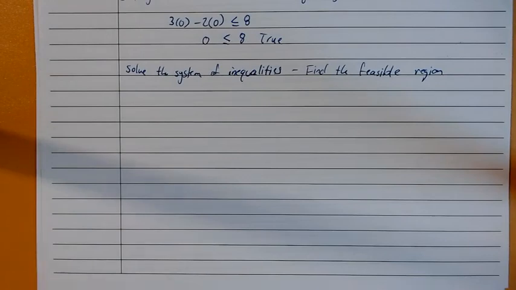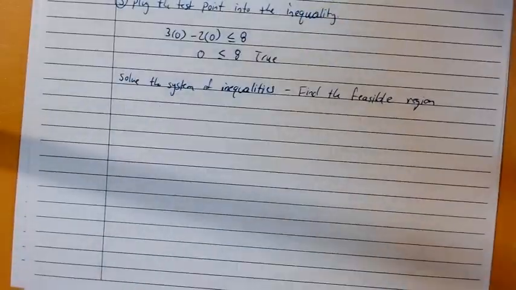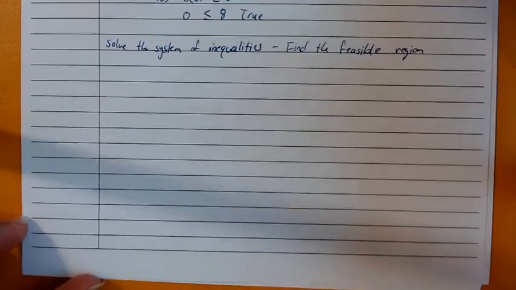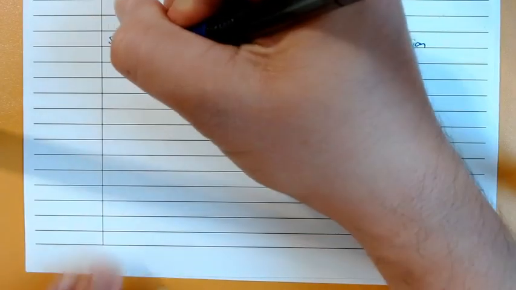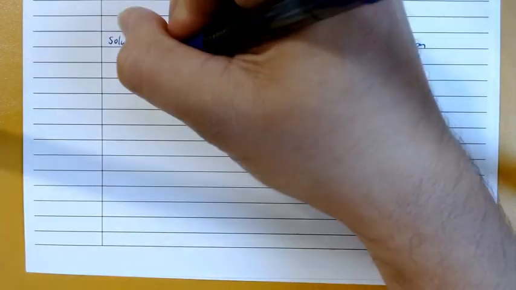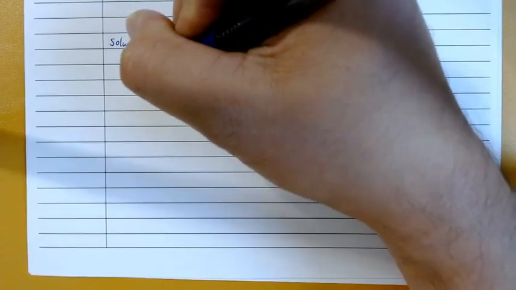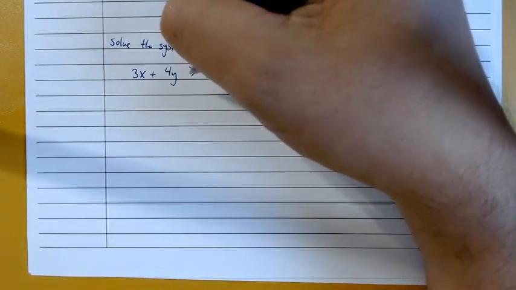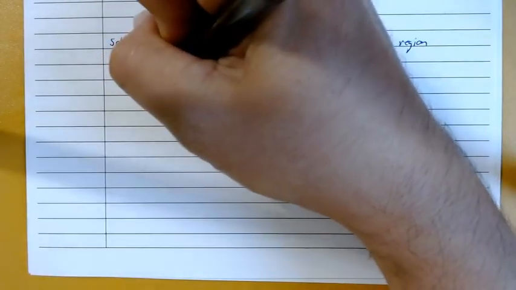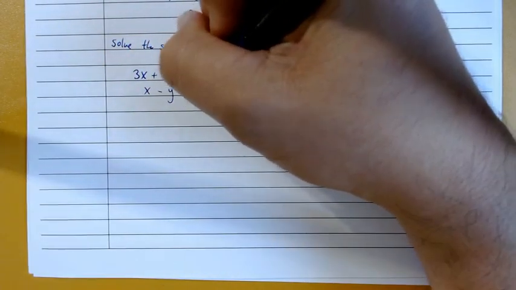And let's start with the following. And my paper seems to have taken a life of its own. There we go. And let's go ahead and try the following. Consider the system of inequalities 3x plus, let's say, 4y is greater than or equal to 4, and x minus y is less than 3.